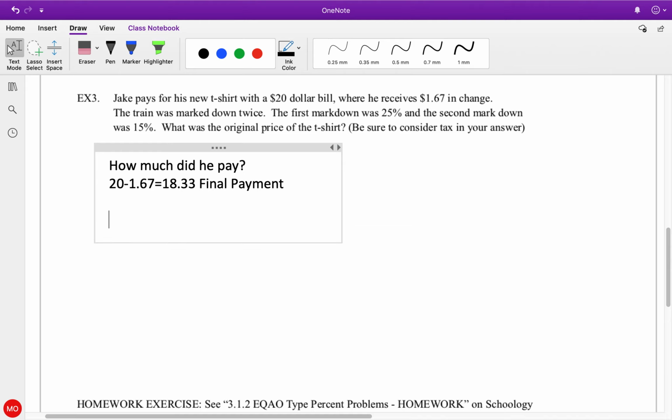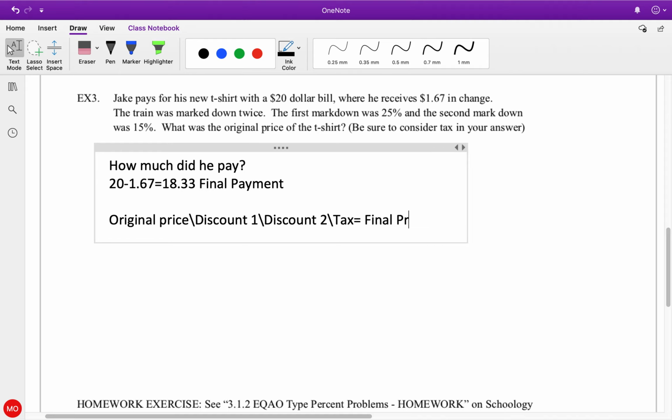Okay, we had original price. Then we had discount 1. Then we had discount 2. And we had tax. That equals the final price. Let's change this word.